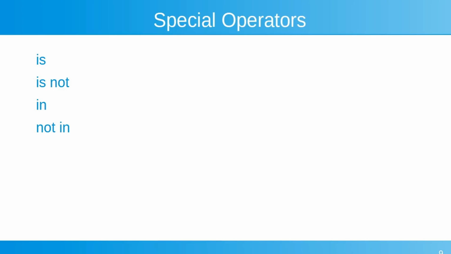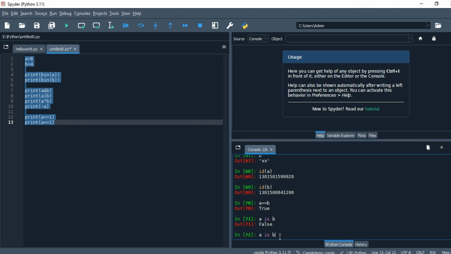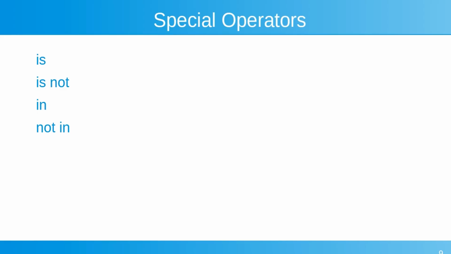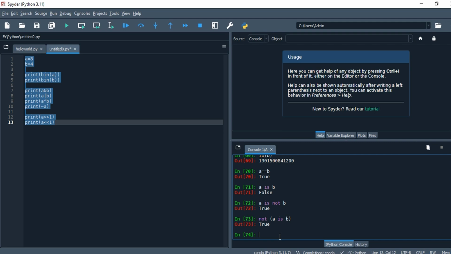Okay, so is not is again the negation of this operation, right? So if I use it here, in this case it will return true, because it's going to be the negation of this one. I can use it like this also, not a is b, both are the same. Okay, and the next one is in.